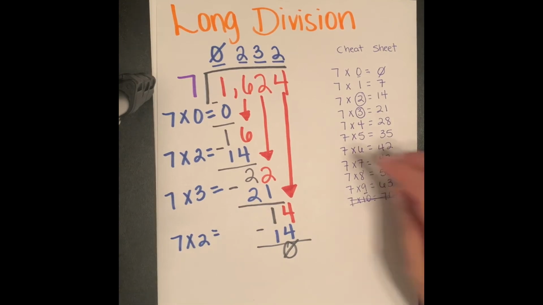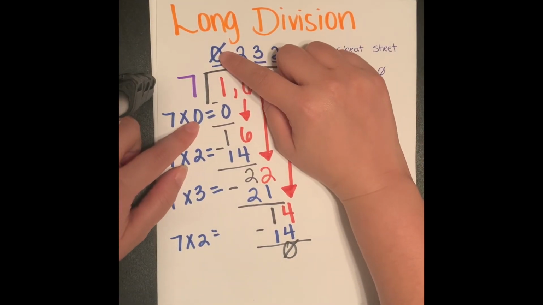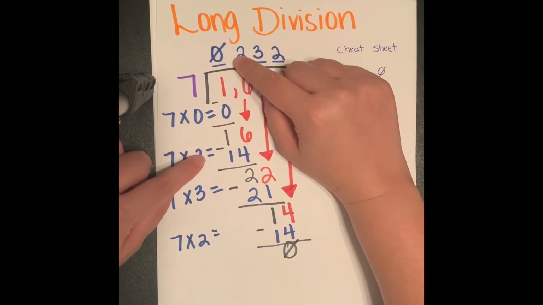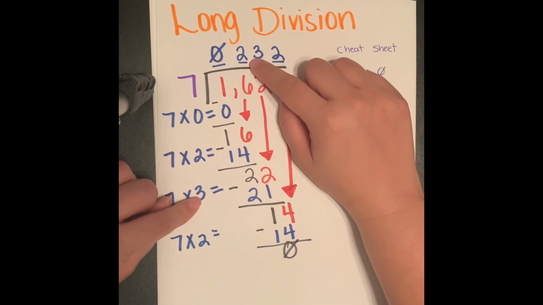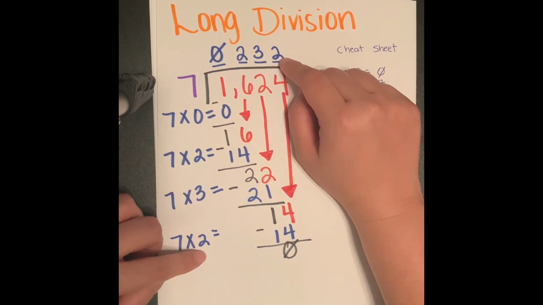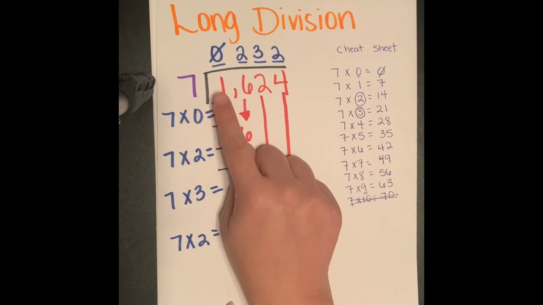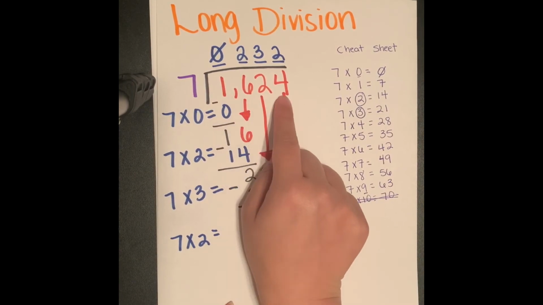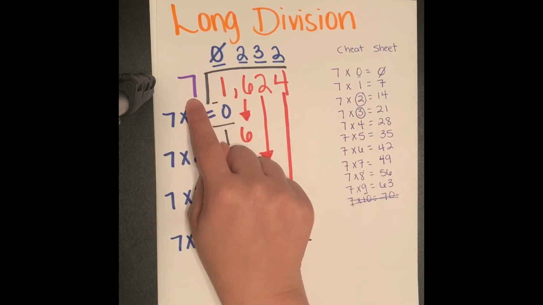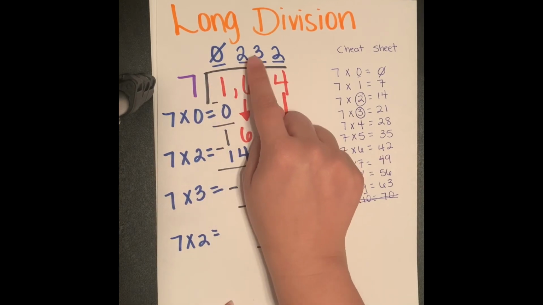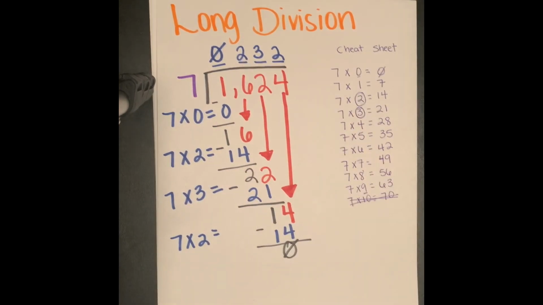I can check my work by seeing, oh, here's 0, 2, 3, 2. So I know that 1,624 divided by 7 is 232.